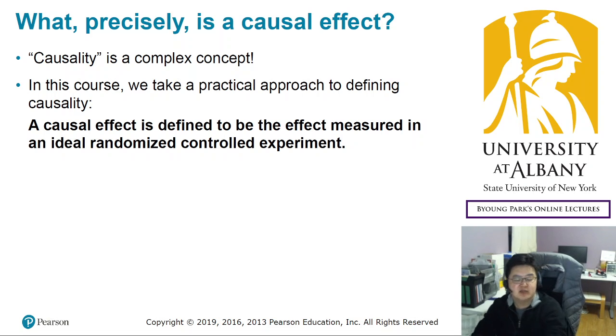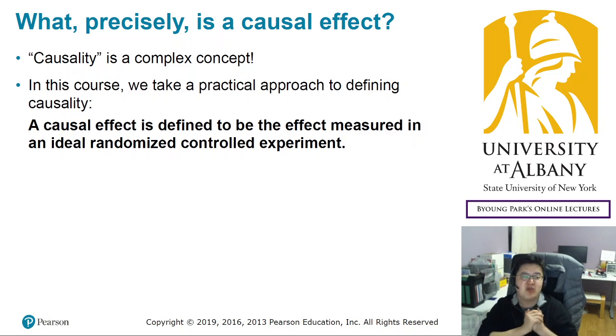Hello. In the previous video, I gave you an example of omitted variable bias and how it can mislead the results and your interpretation. So, okay, we are going to start a serious discussion about that. We would like to define the causal effect first. The causal effect, or causality, is the causality that you know, so there is nothing new.